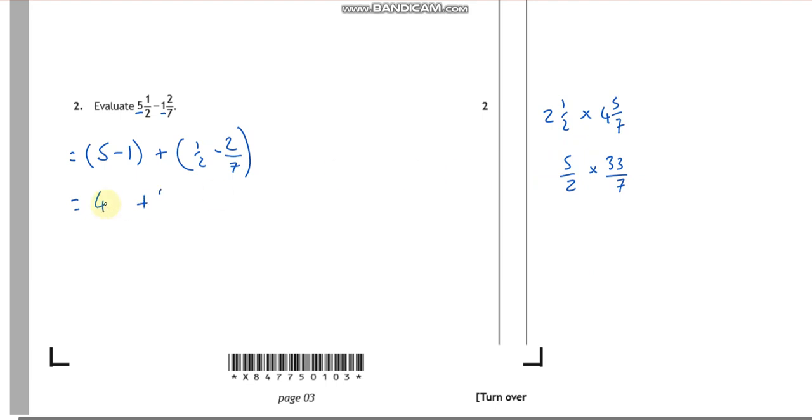So how do we add and subtract fractions? Well, we need to make sure we've got a common denominator.